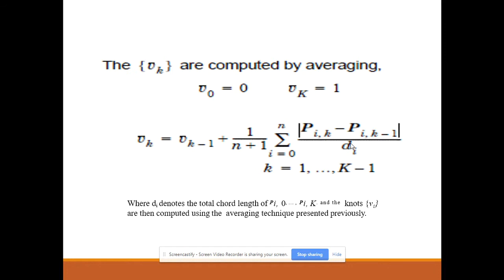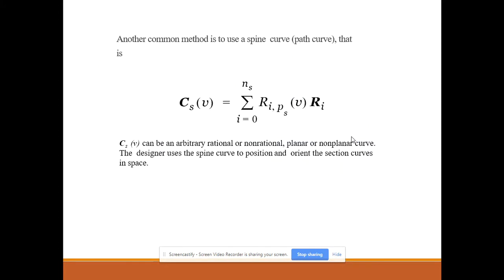So here is the averaging technique that we're going to use. Here di means the total chord length, where it ranges from pi0 to pik, and then the knots vi are computed using this averaging technique. Another common method is to use a spine curve. That is, using this formula we can calculate the path. Cs of v can be an arbitrary rational or non-rational, planar or non-planar curve. The designer uses the spine curve to position and orient the section curves in space.